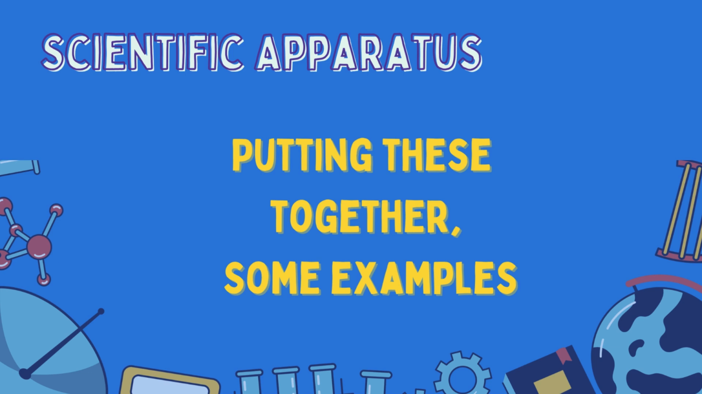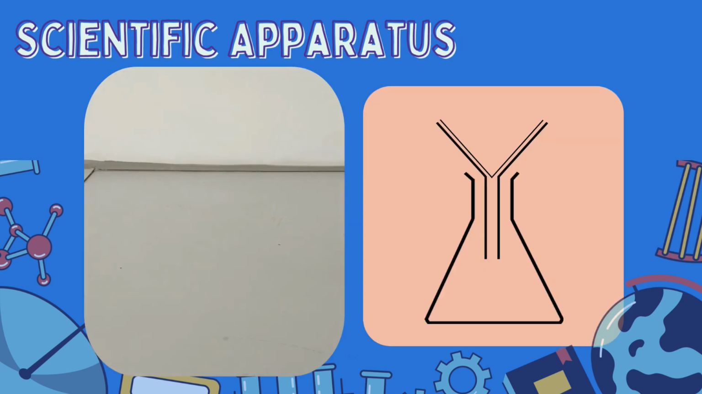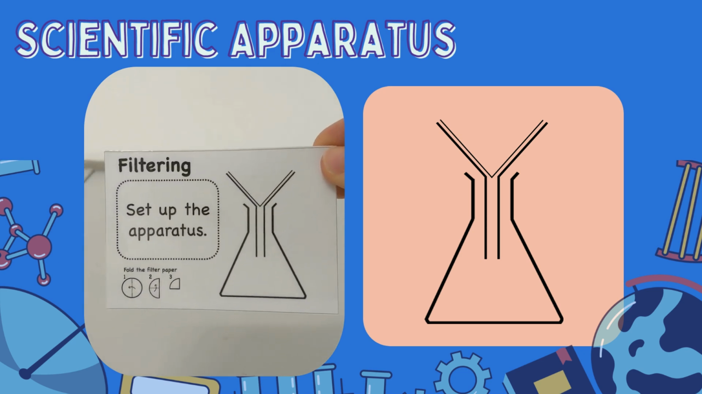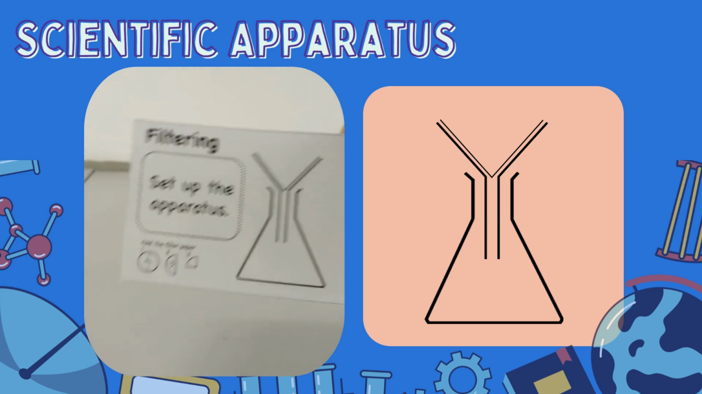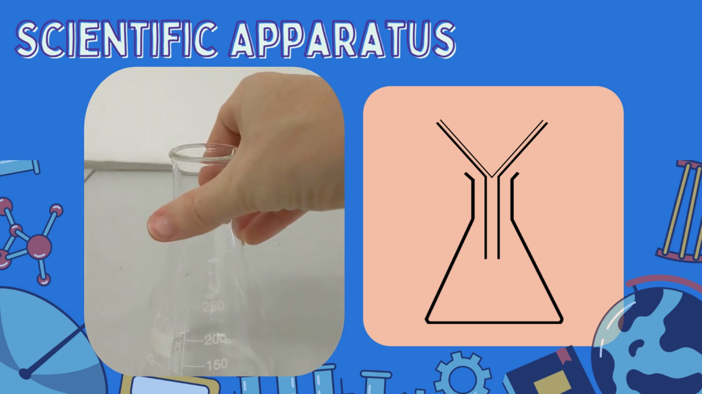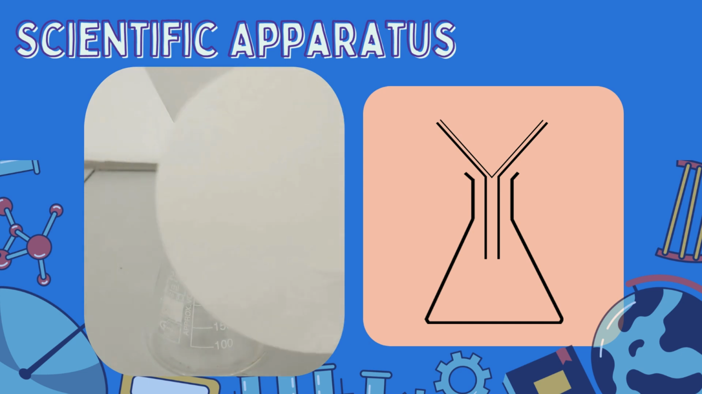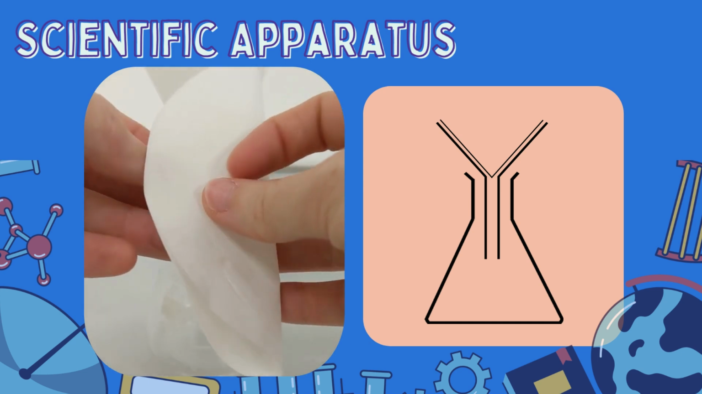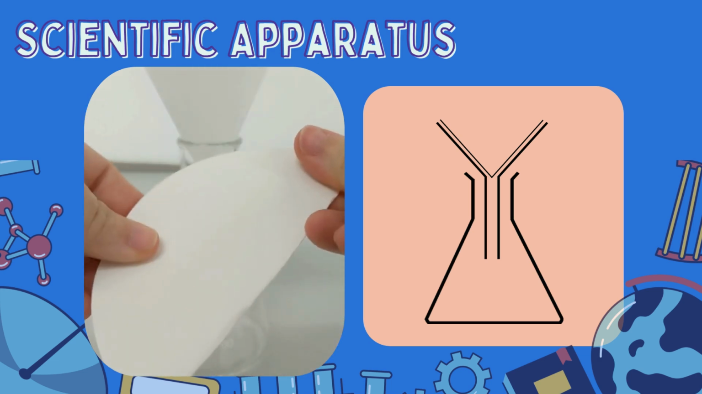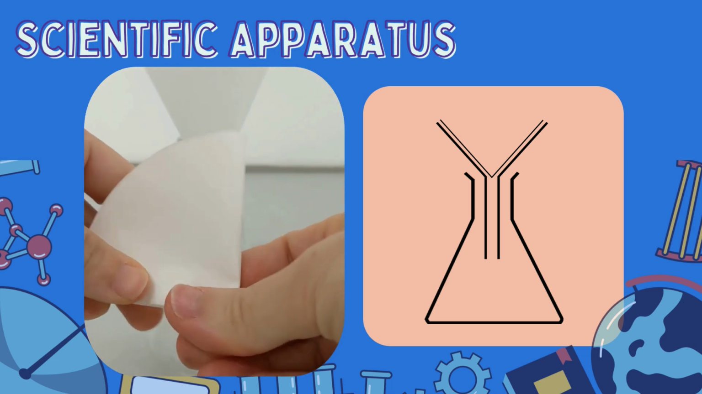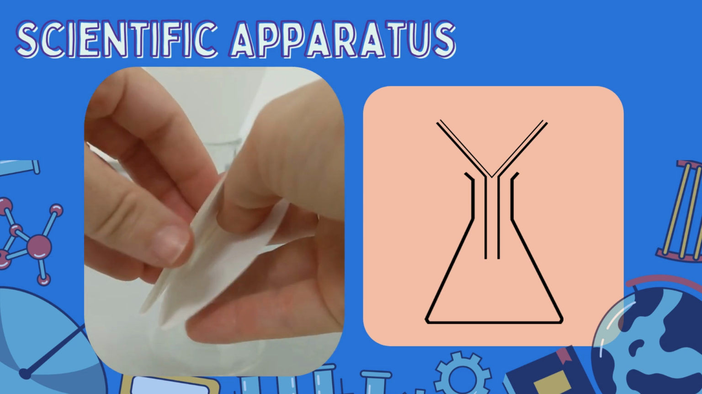Here's a few examples of how we might put some of those pieces of equipment, pieces of apparatus, together in both diagrams and in their physical form. In this example, you can see we've set up for filtering. You can see in the video the real equipment, the real apparatus, and in the diagram how we'd put those different symbols we've just looked at together. The triangle without the top is just the filter paper that's been placed inside the filter funnel.